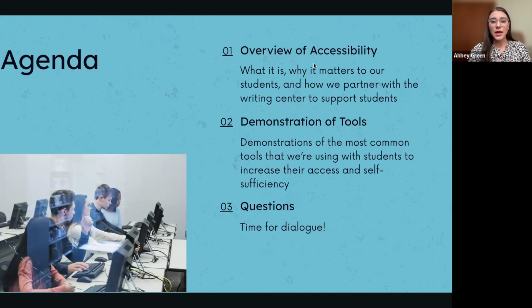But the bulk of our time today will be spent actually demoing some tools, like Julie mentioned. These are going to be tools that are commonly used by the three of us in either one-on-one coaching sessions in the Writing Center or with myself and my staff in the Wellness Office. But again, this work will be towards access and removing or reducing barriers for students.